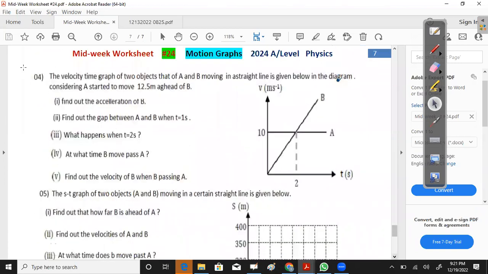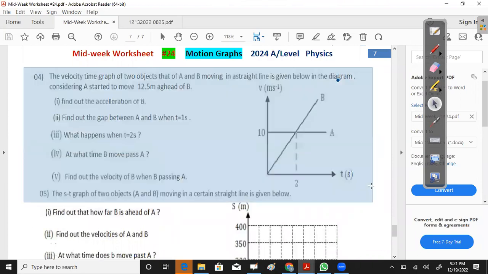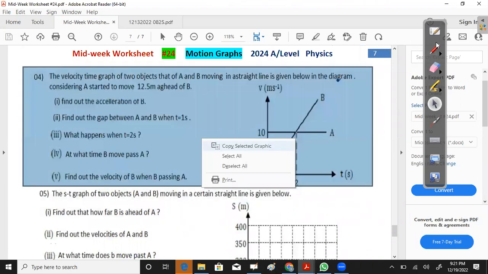But this one is a really different one. Completely different from what we learned previously.